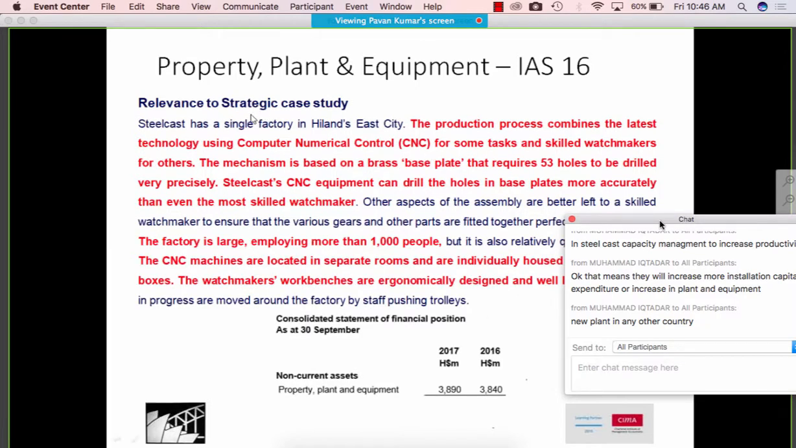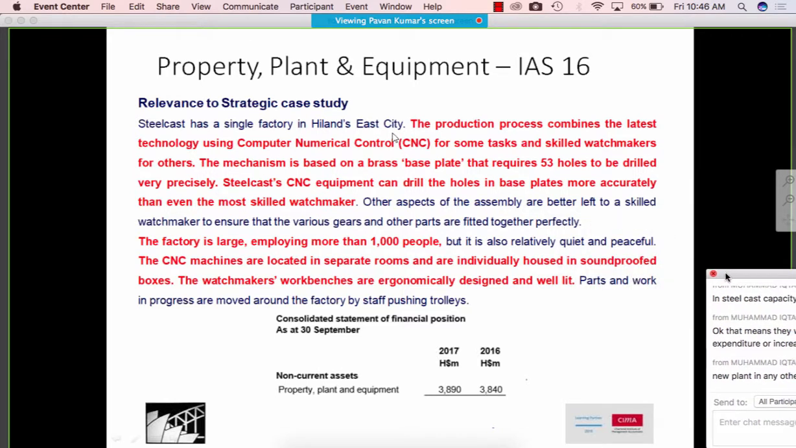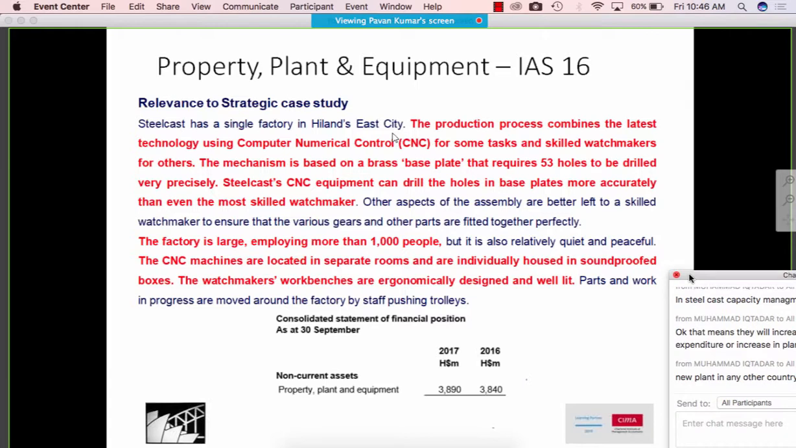Now, relevance to Steel Cast. Steel Cast has a single factory in Highlands East City, and this is from page number 4. I forgot to mention this here. Page number 4 in your case study, manufacturing process.